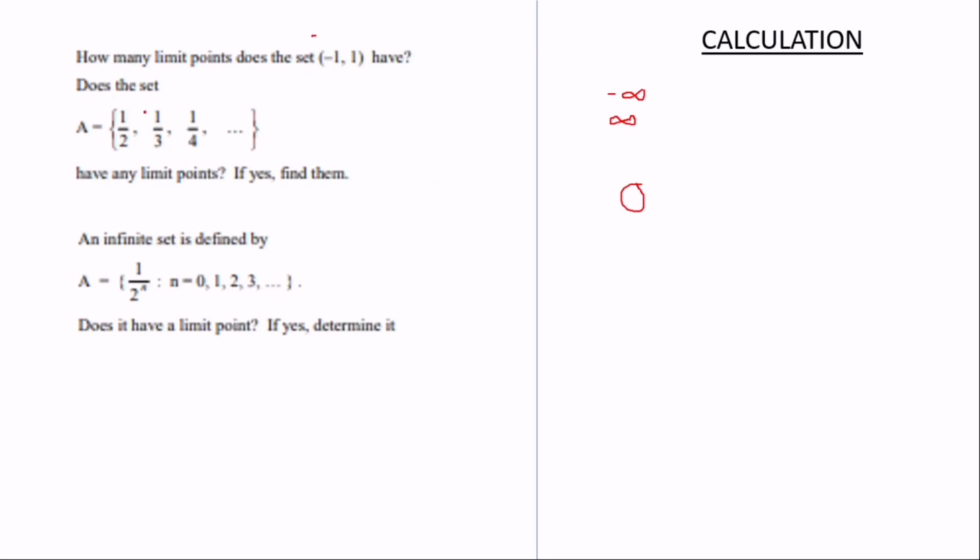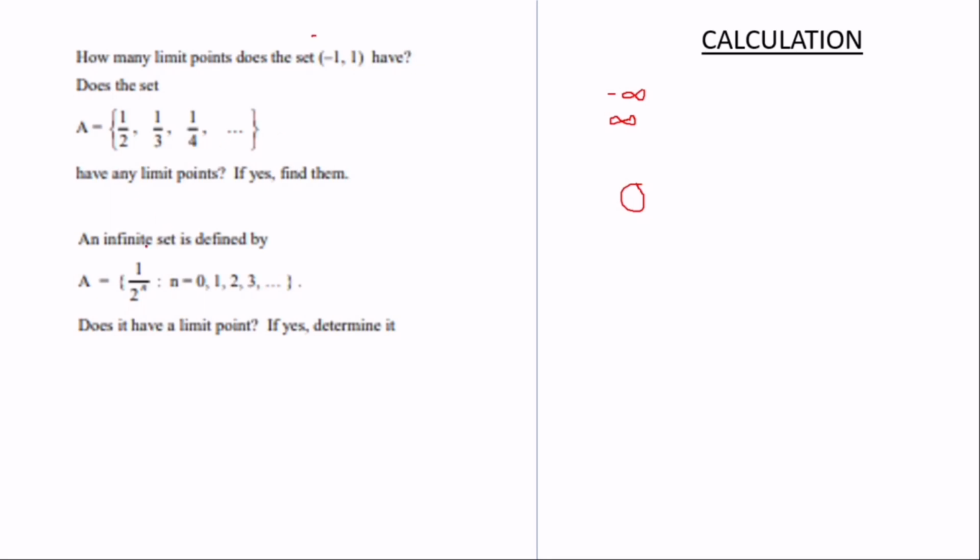Now, when we take this, the limit point for this side is half, and this side will be 0, because it's from half to 0. So it is a closed interval. So half to 0, right? So half and 0 are the limit points.